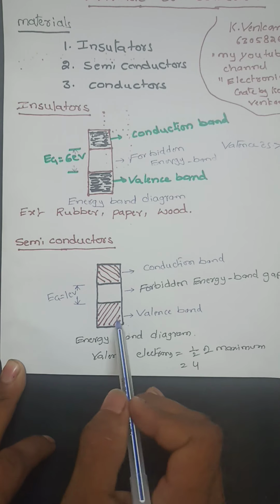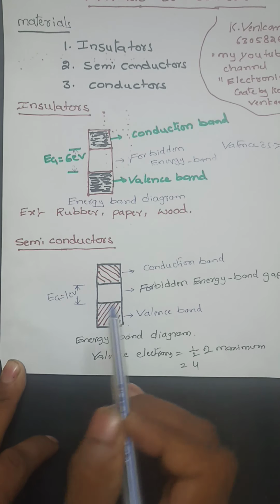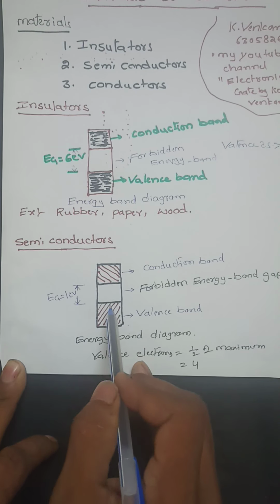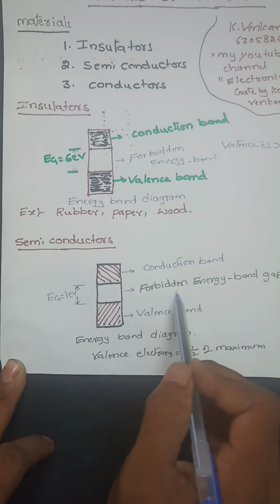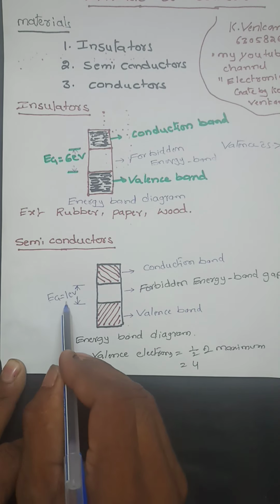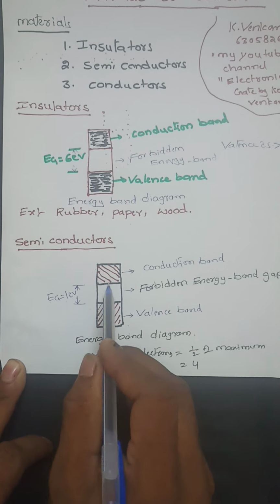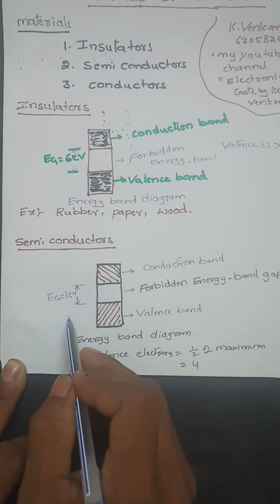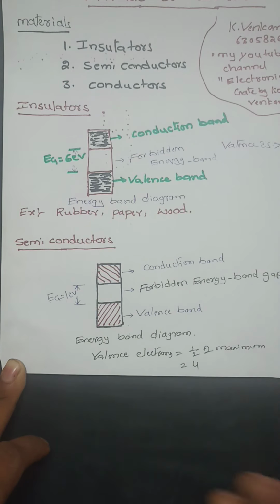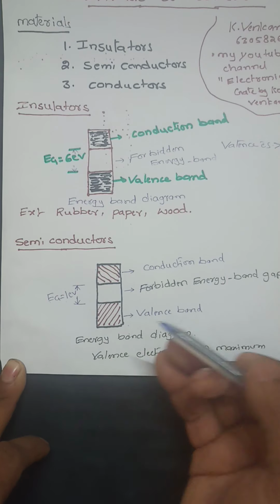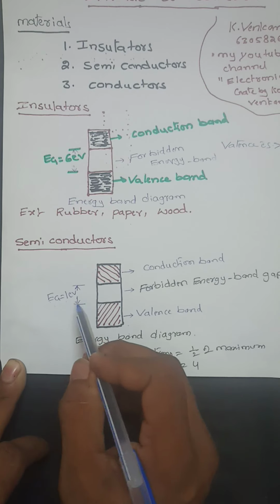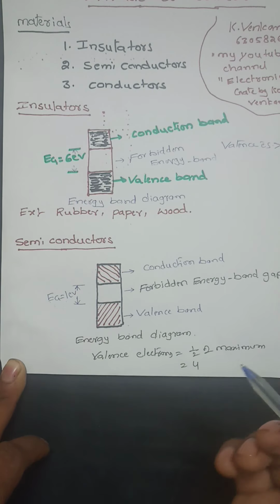The bottom band is the valence band and the top band is the conduction band. In between these two there is a gap, known as the forbidden energy band gap, indicated with Eg. Eg is equal to 1 electron volt. For insulators Eg is equal to 6 electron volts, a very high amount of energy, but for semiconductors Eg is equal to 1 electron volt.